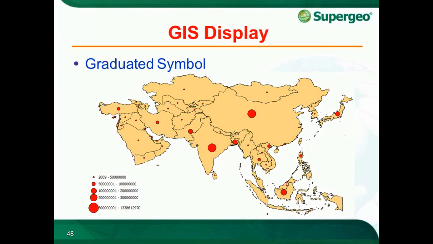Another symbology is graduated symbol. Graduated symbol classifies the quantity data and displays the attribute with different sizes of feature. In the example here, it shows the population map by graduated symbol. And in this map, the larger the symbol, the more population it represents in this area.